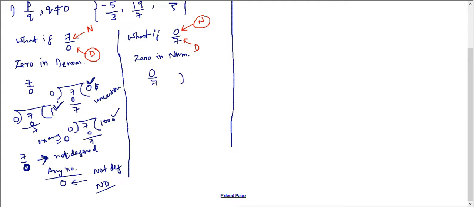Now, what happens if it is 0 by 7? Let's see 0 by 7. 7 outside, 0 inside. 7 into what can give me a 0? Only 0 can give me a 0, isn't it? So, 7 zeros are 0. Here 0 is nothing but my quotient. That's why 0 by 7 is 0.